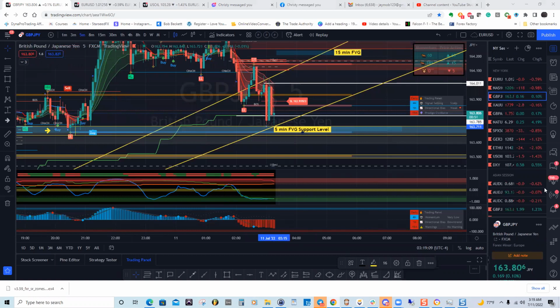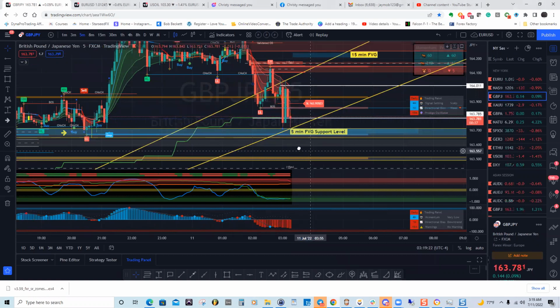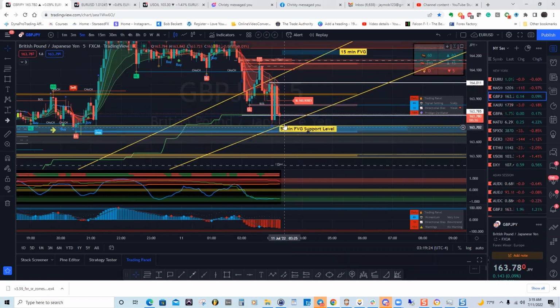So what else do we do? Well, we can sit down and wait. Talk politics. It needs to break this level. It's struggling. It wicked here, wicked here, wicked here. So I need to see a clear candle break this level here for me to take a second position. Right now, it's just dangling right on 163. The top of this FEG here, little zone here. So we need to wait.